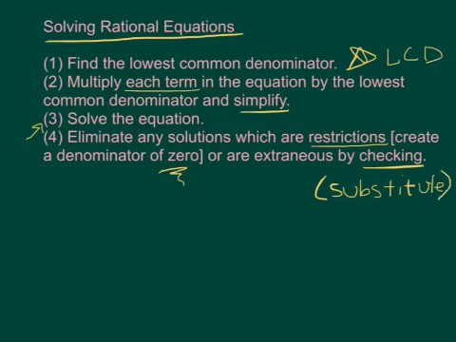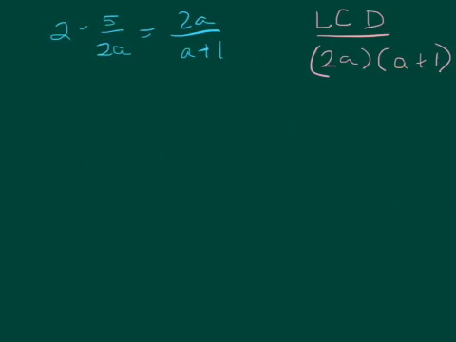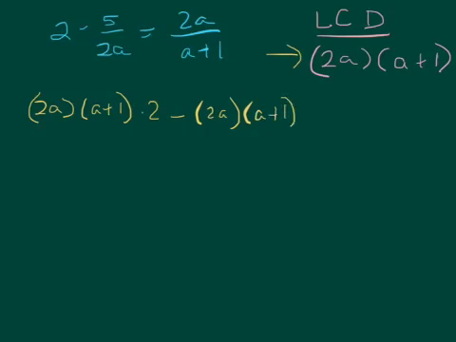So we're going to do one more together. I'm just going to walk through these rules, following these steps. Here we go. We've got 2 minus 5 over 2a equals 2a over a plus 1. I've already found the lowest common denominator, which is 2a times a plus 1. So we're going to multiply each term in our equation by 2a times a plus 1. So we're going to multiply that by 2, and then by 2a times a plus 1 times 5 over 2a.